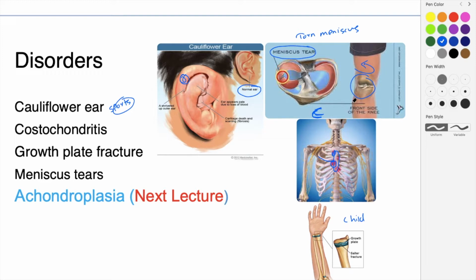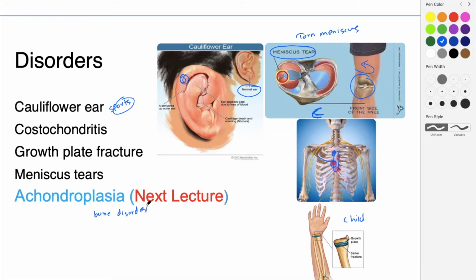Here, another is called achondroplasia. We're going to talk about this in more detail in the next lecture, but what I want to mention today is that achondroplasia is related to a bone disorder.